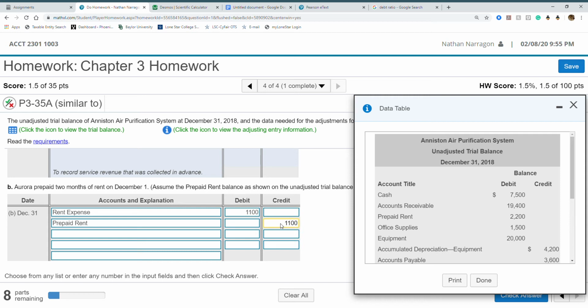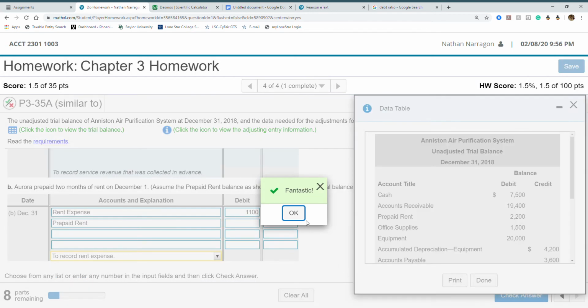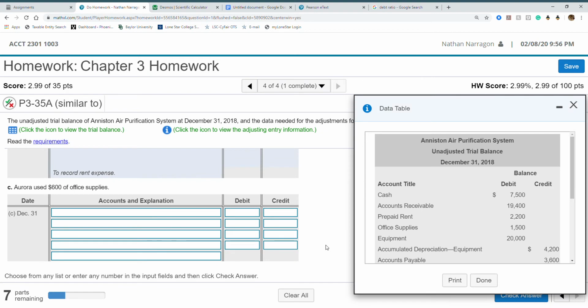Best thing to do with prepaids is always divide how much you paid by the term. This way you can know the per month basis. It helps you out figuring out what's going on. And this is to record rent expense. Check answer. We are perfectly good.